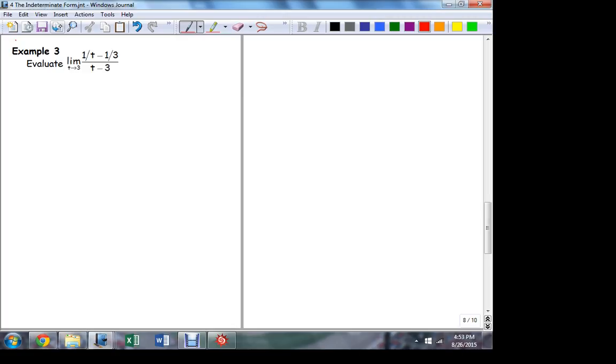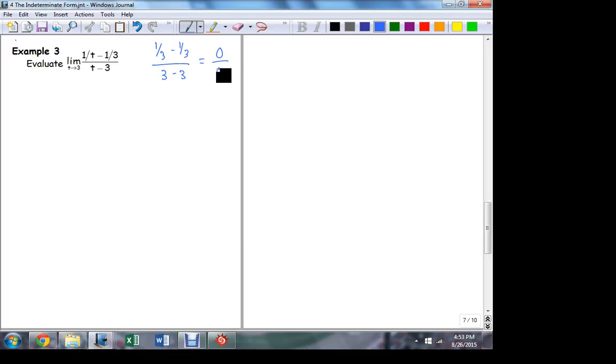Once again, same thing. If I try and do a direct substitution, I've got 0 in both parts of the fraction. If t becomes 3, then what do I have? I've got 1/3 minus 1/3 in the numerator. I've got 3 minus 3 in the denominator. Once again, that is indeterminate. I can't draw any conclusion at all about the value of this limit.